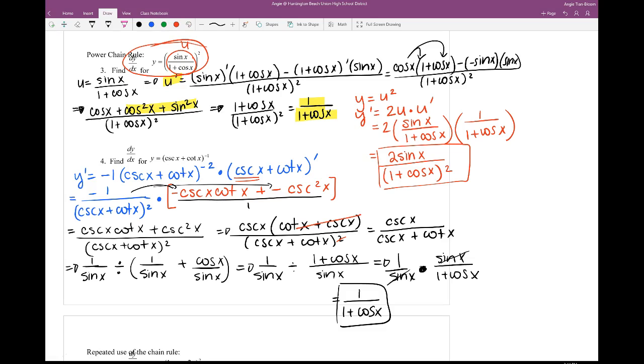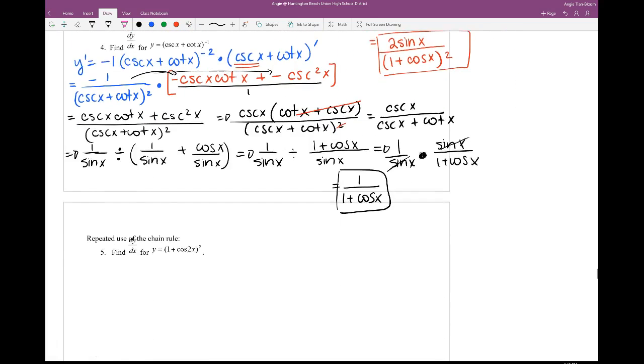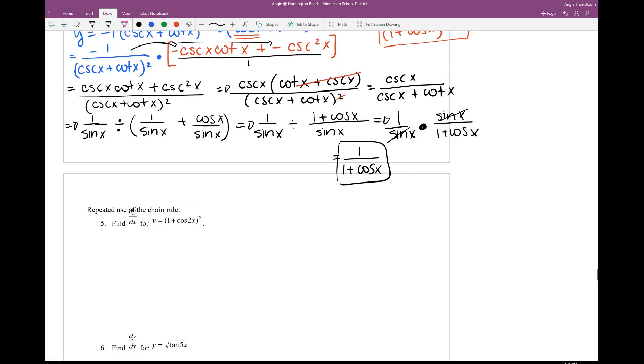Let's do example 5. Notice how these are just a lot of practice questions, okay? I'm just giving you a ton of them, so that way it looks easy, but it's really not, okay? So make sure you practice more if you need to, beyond the questions that I gave you on homework. Repeated use of the chain rule, okay? That means chain rule within chain rule, yay!